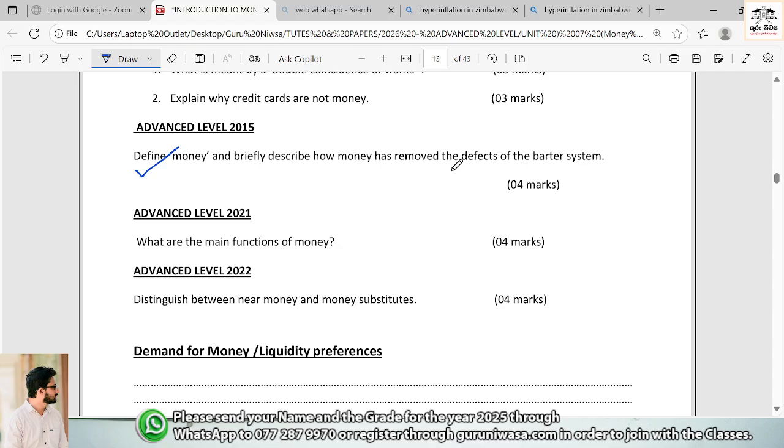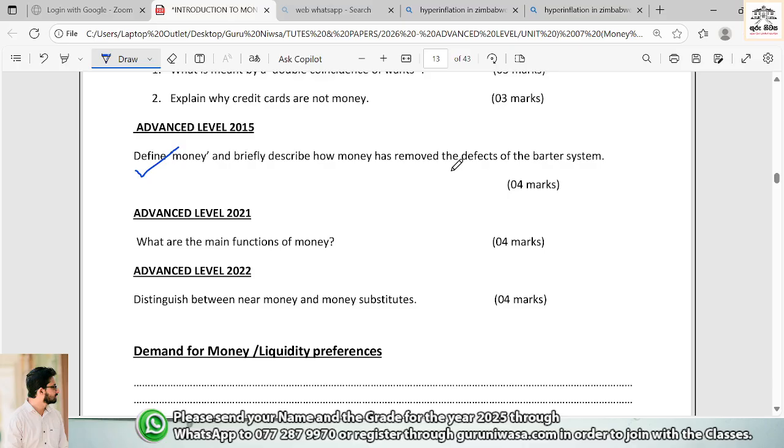Now there's a concept called globalization. In the barter system, the economy was stagnant. It was not growing, there was no progress. It was stagnant, like standing in one place.